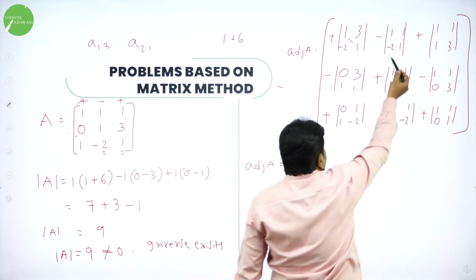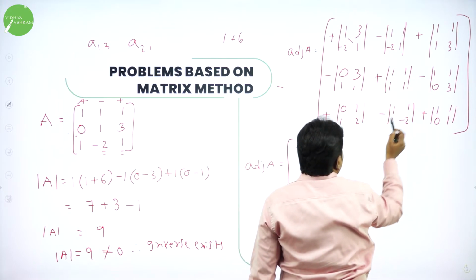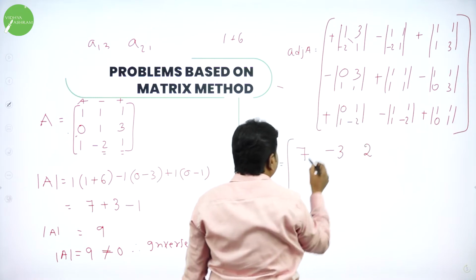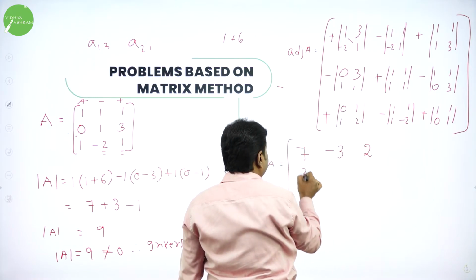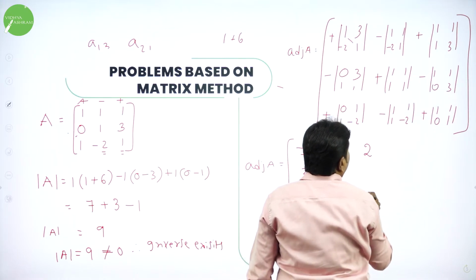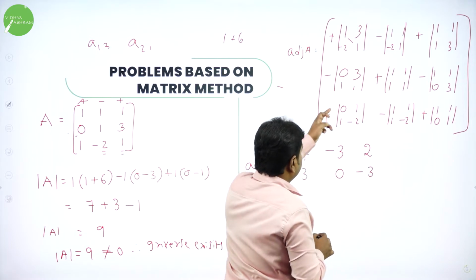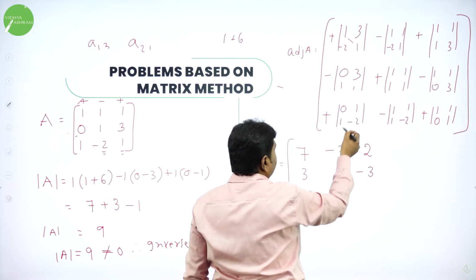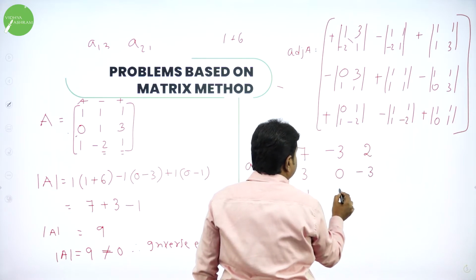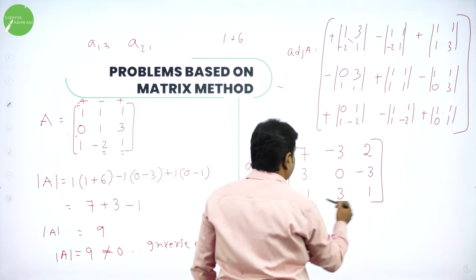Then 1 plus 2 is 3, outside we have minus, so minus 3. Then 3 minus 1 is 2. 0 minus 3 becomes minus 3, minus of minus 3 plus 3, 0 it will be. Then 3 minus 1, sorry, 3 minus 0 is 3, but outside we have minus. Then minus 0 into anything is 0, minus 1, outside plus, so minus 1. Minus 2 minus 1 is minus 3, minus of minus 3 is plus 3. 1 minus 0 is 1. So now we got the adjoint.